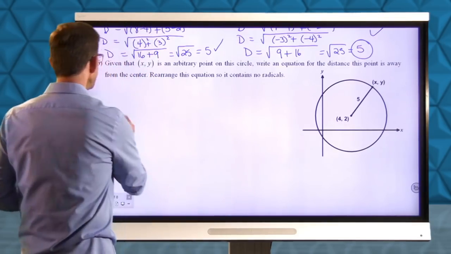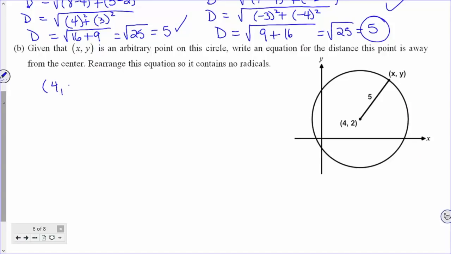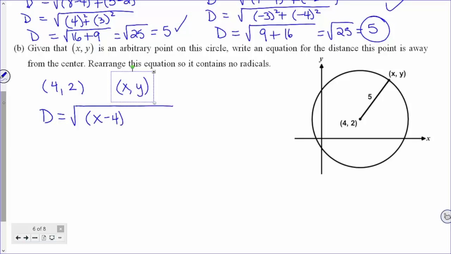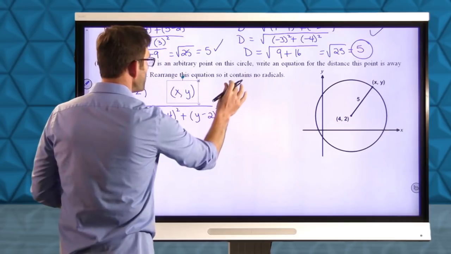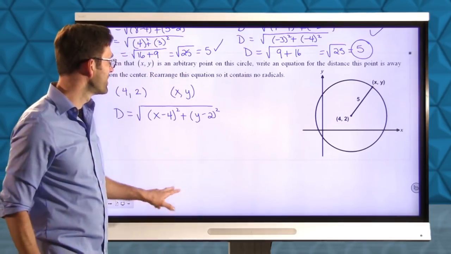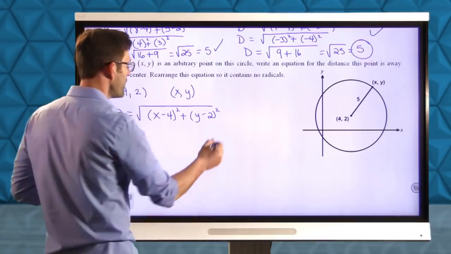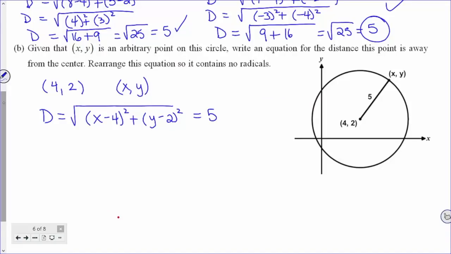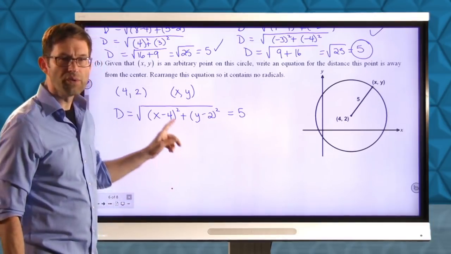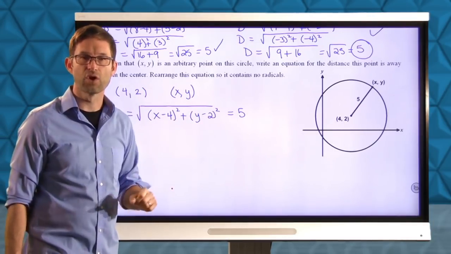All right, so just like we did before, let's take the point 4, 2, but instead of having some point whose coordinates we know, we take a generic point, right? And what we say is, well, the distance between these 2 points will be the square root of x2 minus x1 squared plus y2 minus y1 squared. Now, one thing that's kind of cool is that I know that this distance is equal to 5. So I'm just going to write this down as equal to 5, right? That's what the distance is equal to. Now notice it says rearrange the equation so that it contains no radicals.